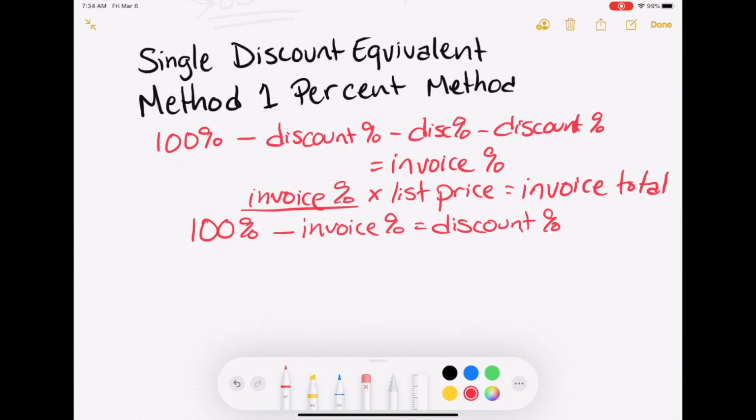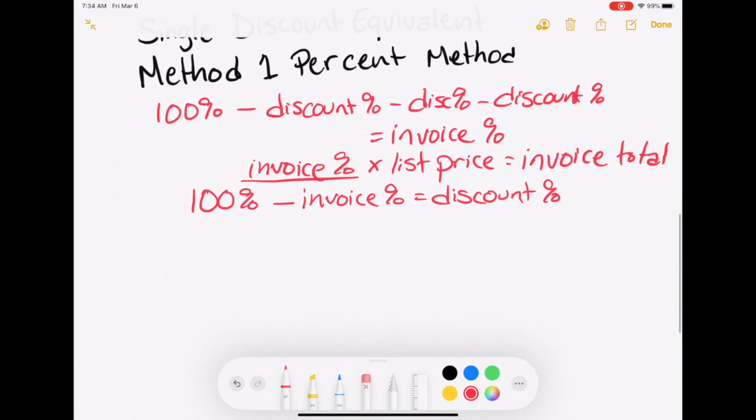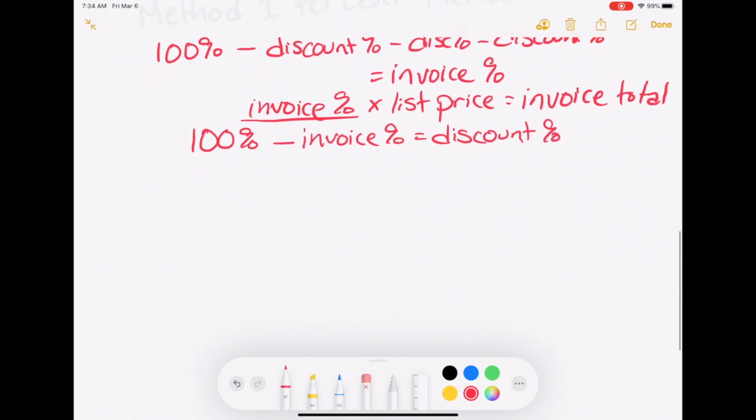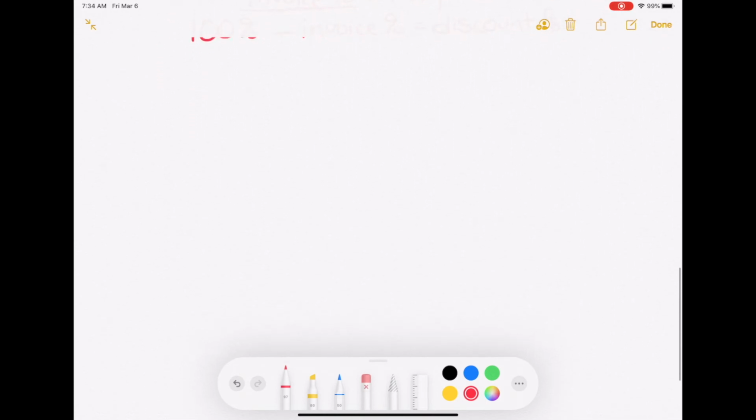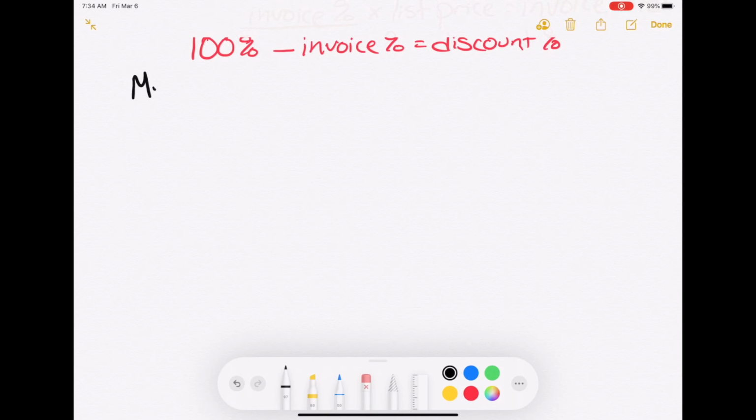So this method number 1 is the hardest way to solve the single discount equivalent. Method number 2 is definitely the laziest, but I think method number 3 is my favorite. So method 2 is a table.